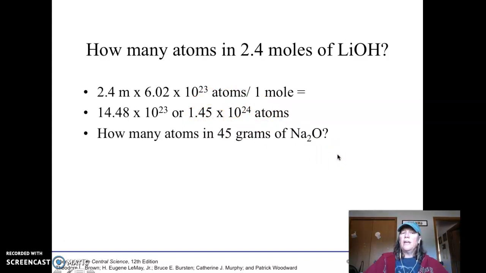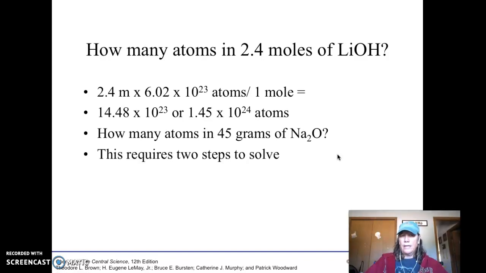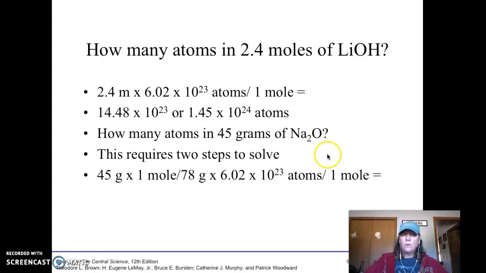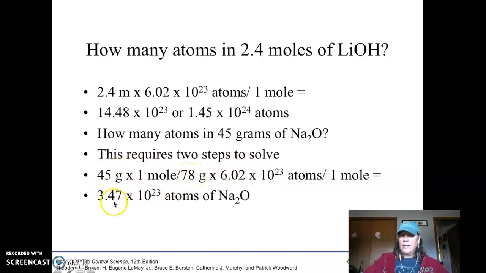Okay, how about if you get grams? Now you got 2 steps. First, you got to change grams to moles, and then you can change moles to atoms. So I take my 45 grams of Na2O. 1 mole has a mass of 78. That's the formula mass. That's 2 sodium and 1 oxygen. So now I've gotten rid of grams and I got moles. Then I'm going to put 1 mole on the bottom and Avogadro's number of atoms on top. So to solve this, I'm going to take 45 times 6.02 divide by 78, and that's 3.47, and then tack on my 10 to the 23rd. This one's already in proper scientific notation, so I don't have to worry about it.